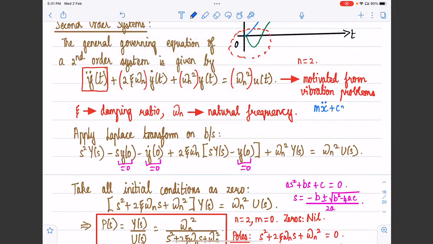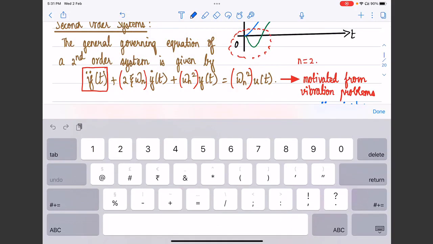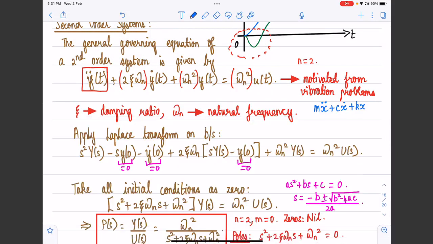So m x double dot plus c x dot plus k x equals f. I'm suppressing that function of time, okay? I hope it is understood that x and f are functions of time. So let us say I write like this. I can rewrite this as x double dot is equal to minus c by m x dot minus k by m x plus 1 by m f, right?